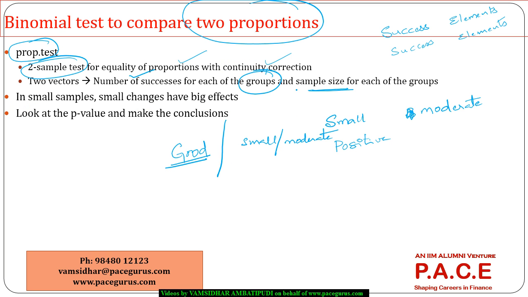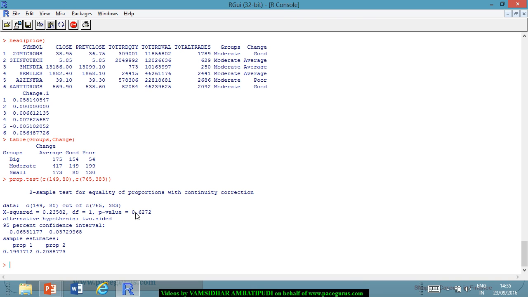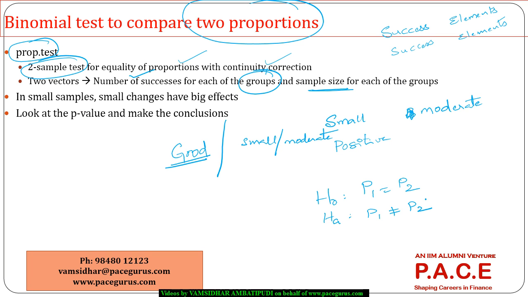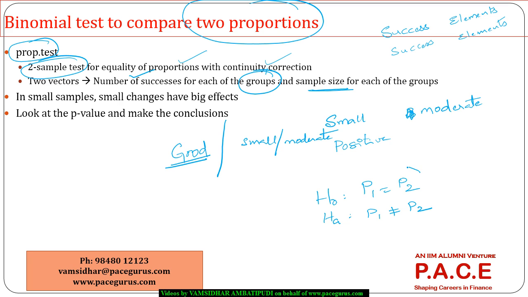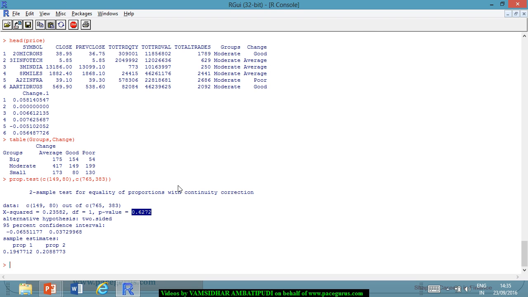So the null hypothesis here is the proportions are uniform. P1 is equal to P2. The proportions between the two groups is uniform. Whereas the alternate hypothesis says no, they are not uniform. There is a difference in the proportions across the groups. So the p-value is 0.6272, which is greater than 0.05. So I cannot reject the null hypothesis. I have to go with the null hypothesis itself here, saying that the proportions are more or less equal across the group.